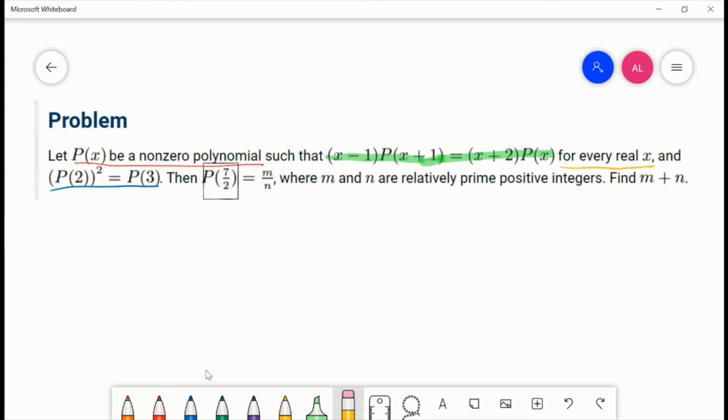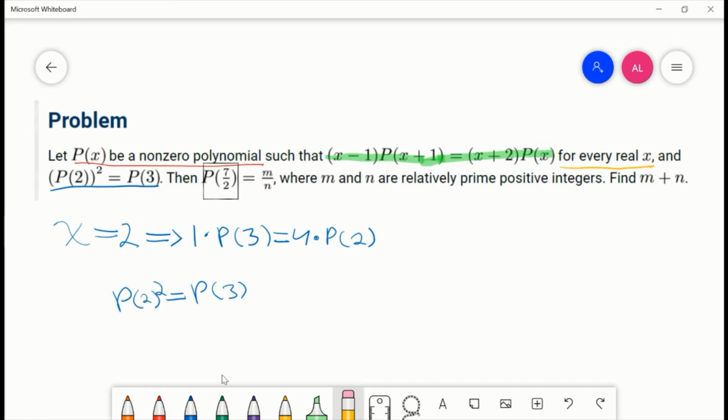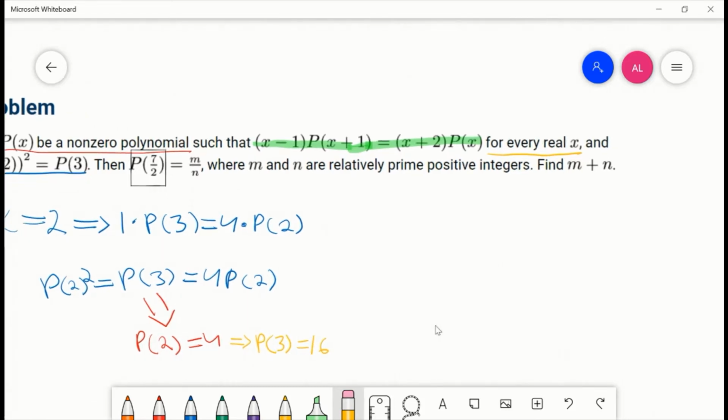So, let's see. When x is equal to 2, we have that 1 times p of 3 is equal to 4 times p of 2. So this leads to p of 3, which is equal to, by our blue highlighted identity, p of 2 squared. But on the other hand, this is equal to 4 times p of 2. So what does this yield? This yields that p of 2 is equal to 4, and therefore, p of 3 is equal to 16. Okay, this worked once. Maybe it'll work again.